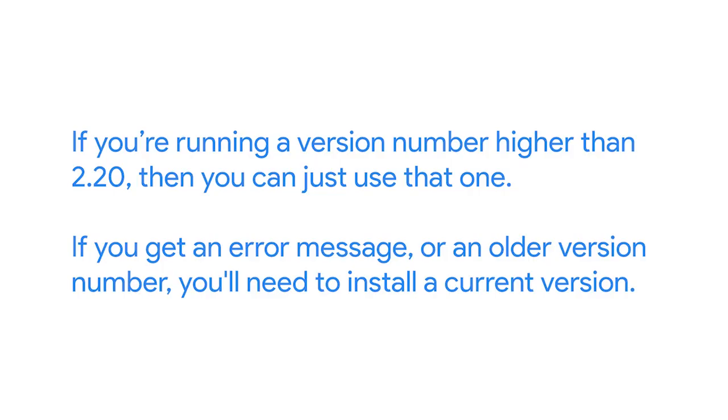So, before we get any further, let's get Git installed on your computer. The first step is to check whether you already have it installed. You can do this by running git --version. If you're running a version number higher than 2.20, then you can just use that one. If you get an error message or an older version number, you'll need to install the current version.